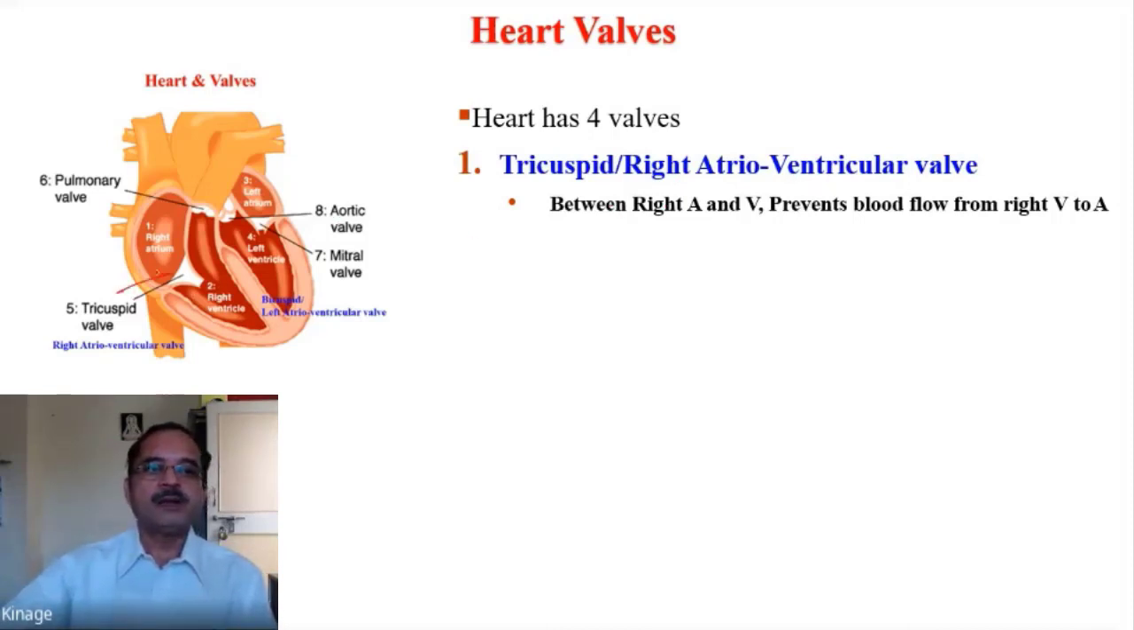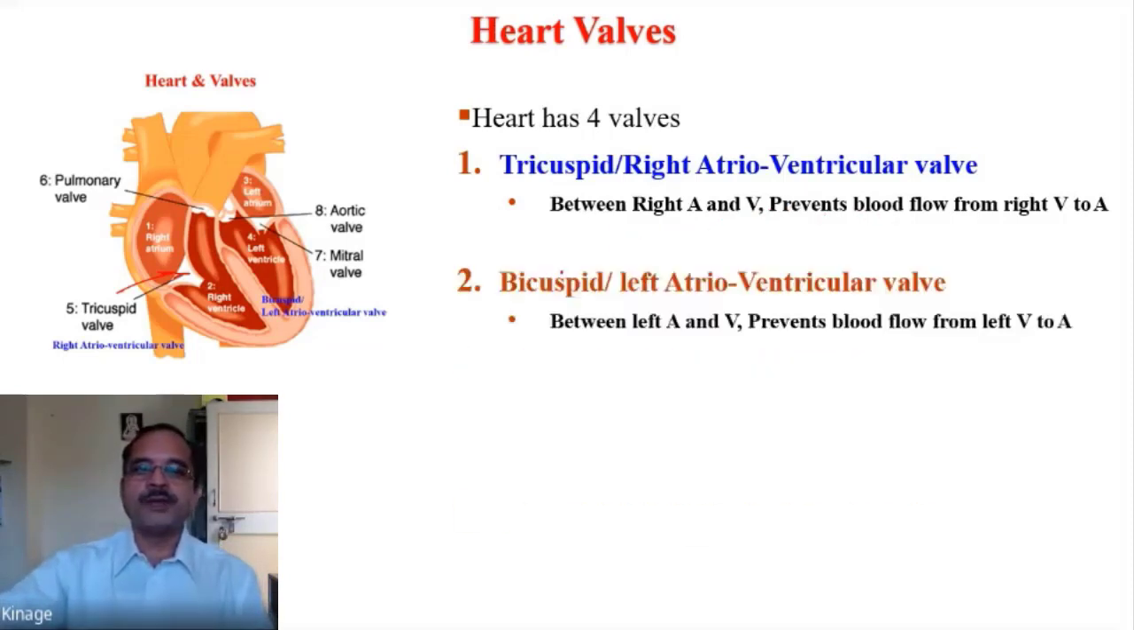This one, between the right atrium and ventricle, prevents blood flow from ventricle to atrium. Okay. Then bicuspid valve, as you see in this diagram, it is between left atrium and ventricle, and prevents blood flow from ventricle to atrium.